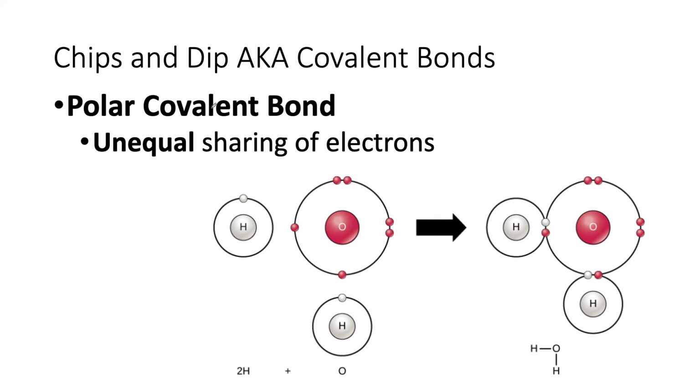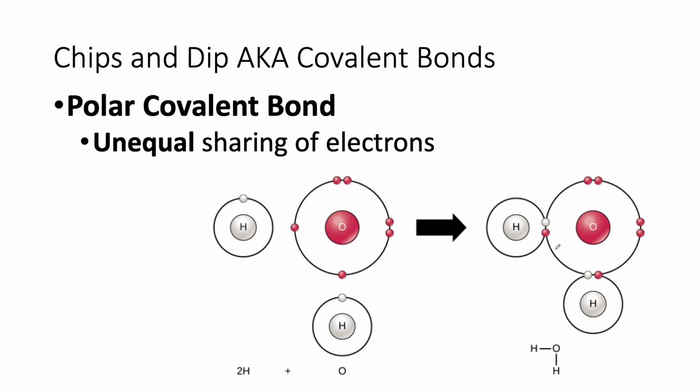So this is what's called a polar covalent bond. So it's still a covalent bond. We're sharing the chips and the dip, but we're sharing them unequally. So why aren't they sharing equally? This has to do with the properties of oxygen and hydrogen.